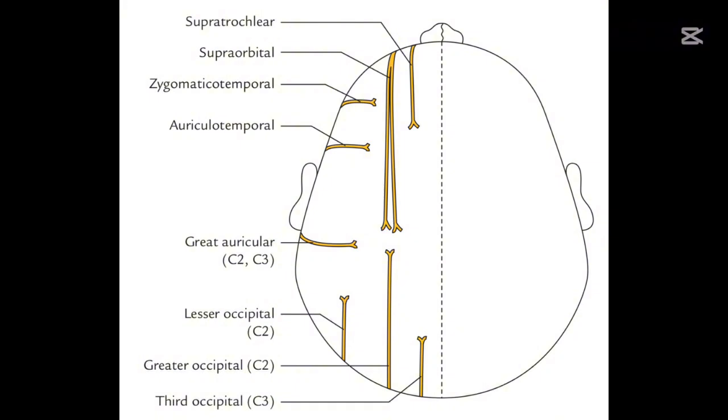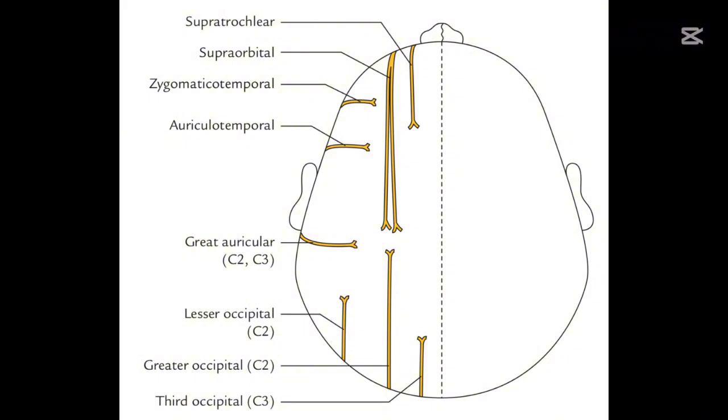A, auriculotemporal nerve. ZAGS. The auriculotemporal nerve is a branch of the mandibular division of the what? Trigeminal nerve. While the zygomaticotemporal nerve is from the maxillary division of the trigeminal nerve. So ZAGS, you get it now: zygomaticotemporal, a branch of zygomatic nerve, a branch of the maxillary division of the trigeminal nerve, while auriculotemporal nerve is a terminal branch of the mandibular division of the trigeminal nerve.